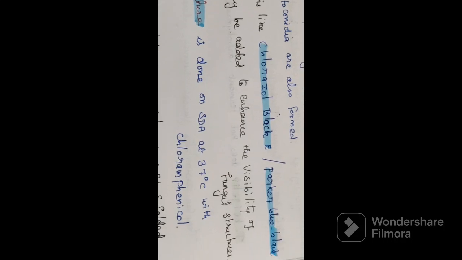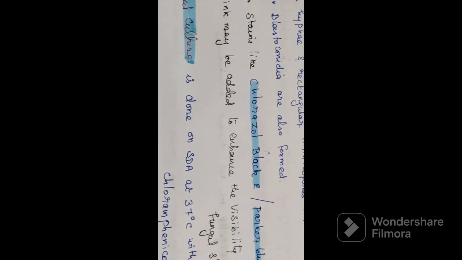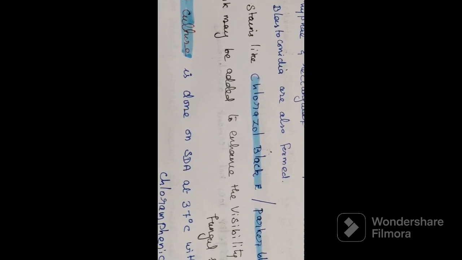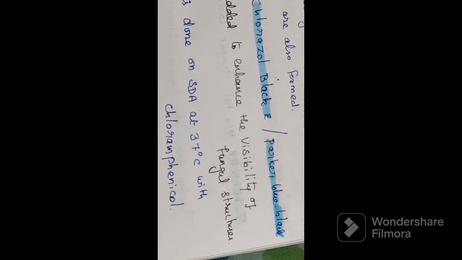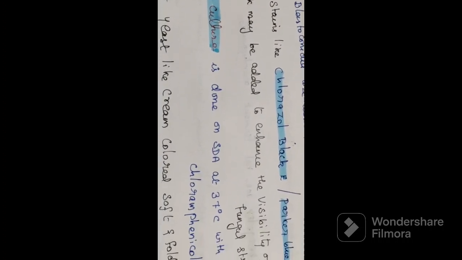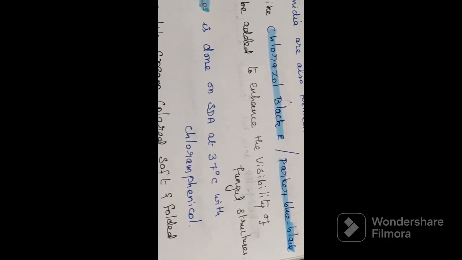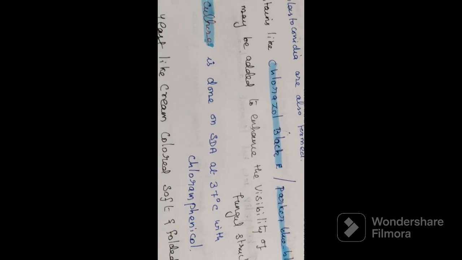Stains like chlorazol black E or Parker blue black ink may be added to enhance the visibility of fungal structures. For more visibility, we add ink, chlorazol black E or Parker blue black.